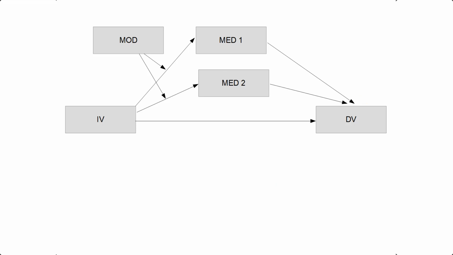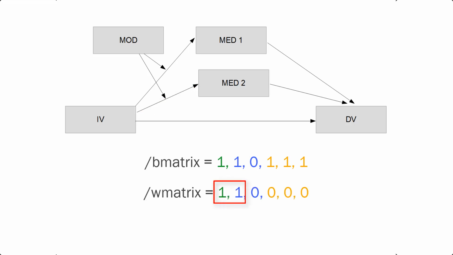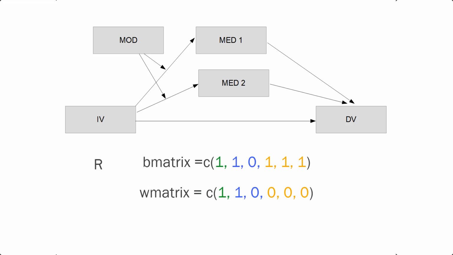Now to the second part, moderation. Which effects are moderated? It's this one, the effect from the independent variable to the mediator 1, and it's this one, the effect from the independent variable to the mediator 2. In our W matrix, those two get a 1, the rest get a 0. This is the W matrix if we use PROCESS for SPSS, and this is the W matrix if we use PROCESS for R.